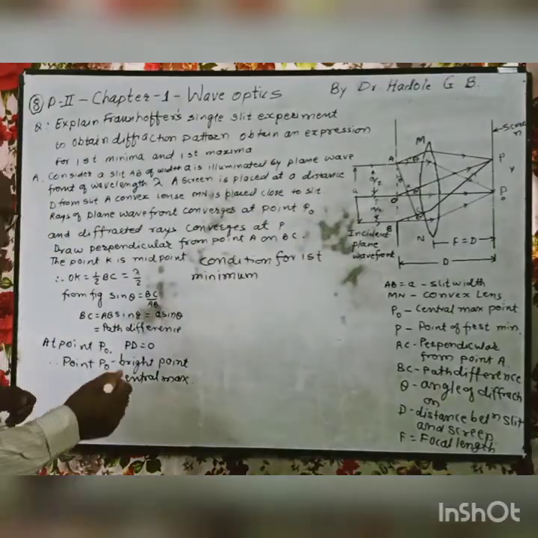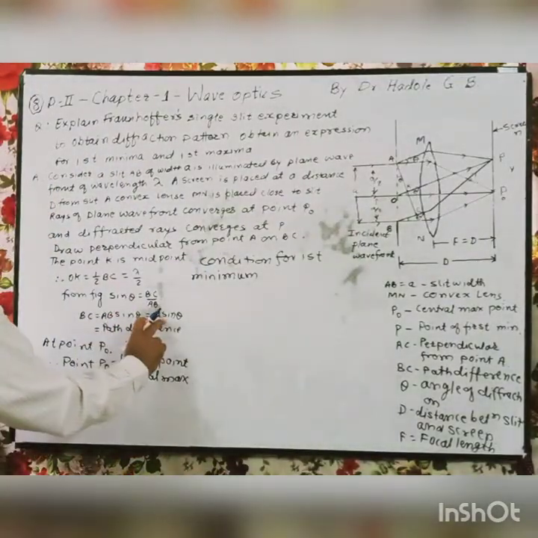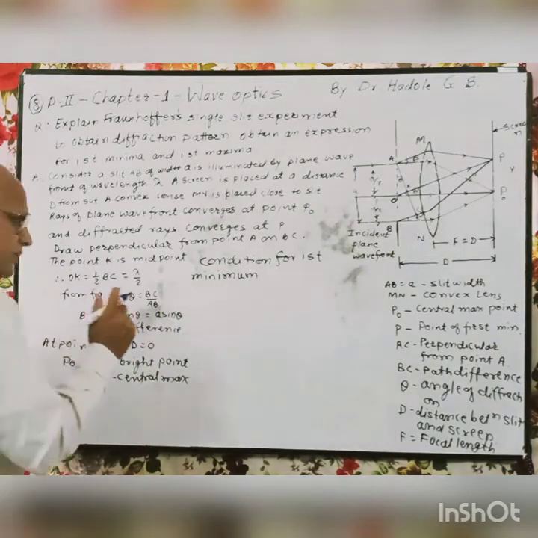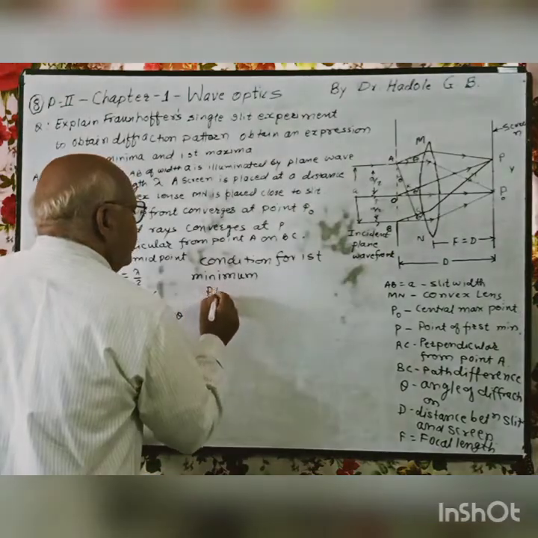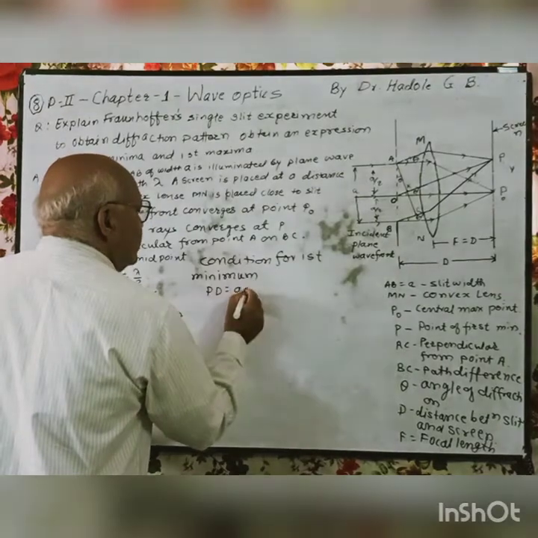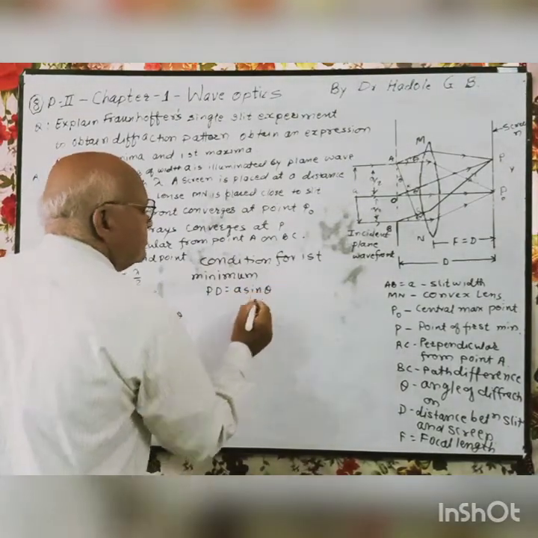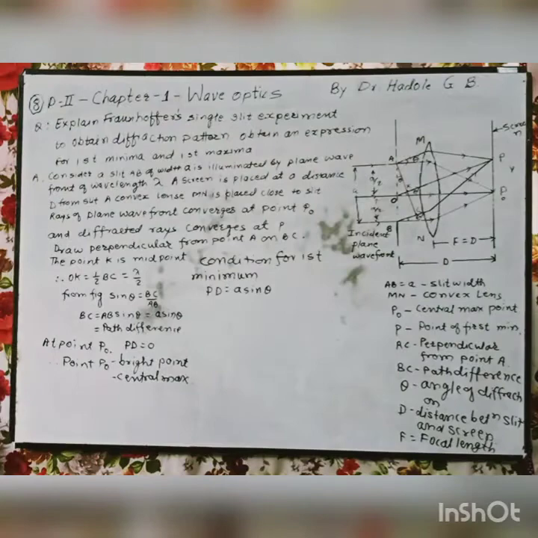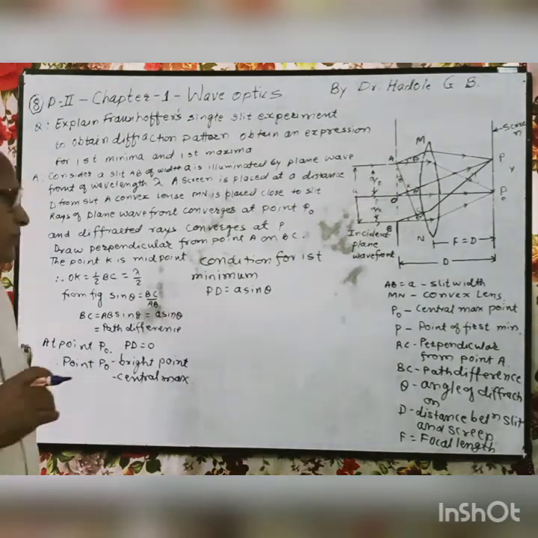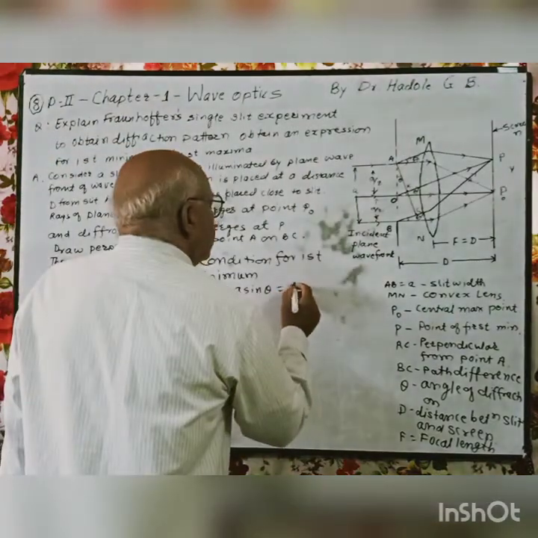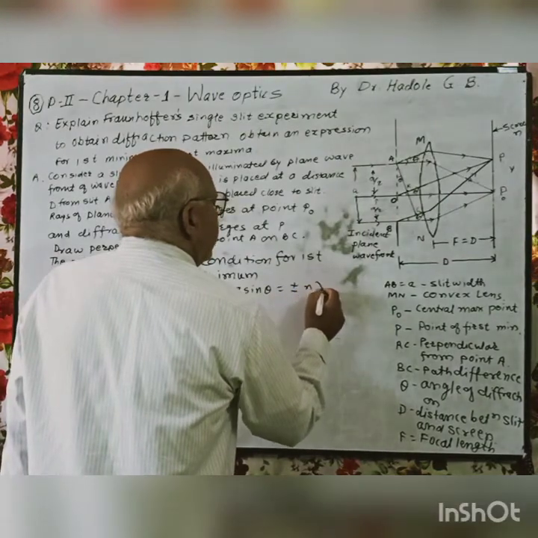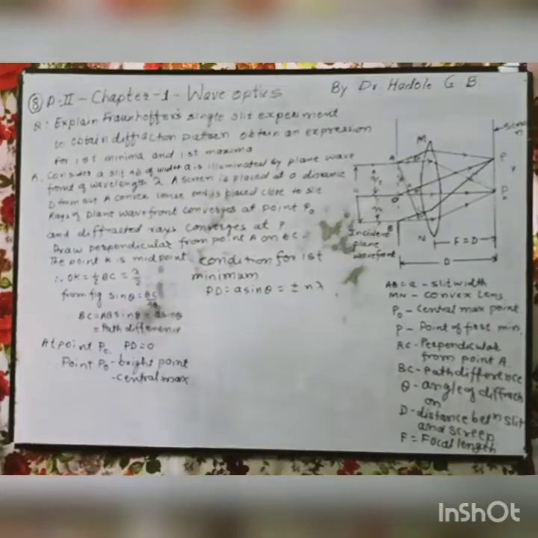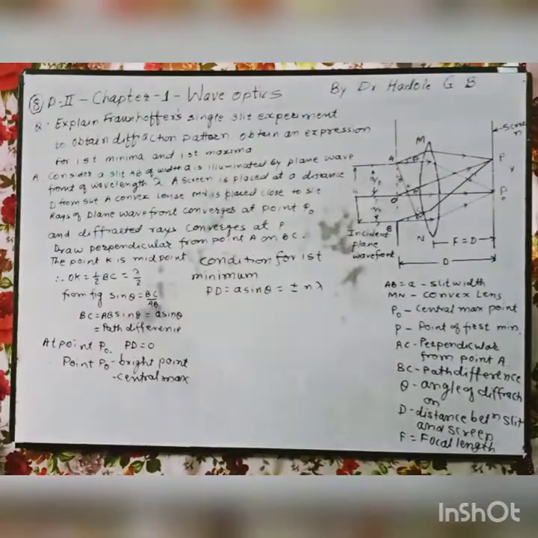See here, we have this path difference. Path difference BC equals a sin theta, and therefore this path difference PD equals a sin theta, that is equal to plus or minus n lambda. That is, a sin theta equals plus or minus n lambda.